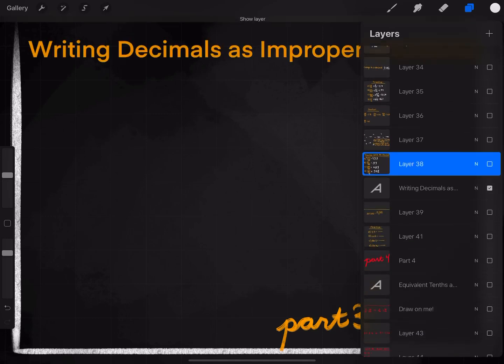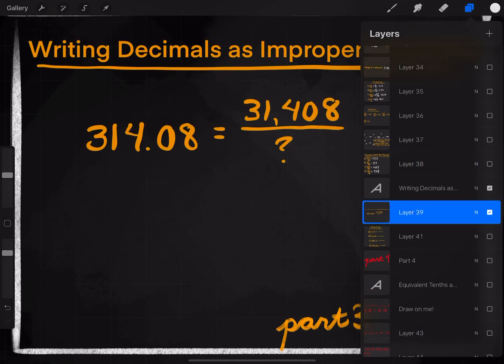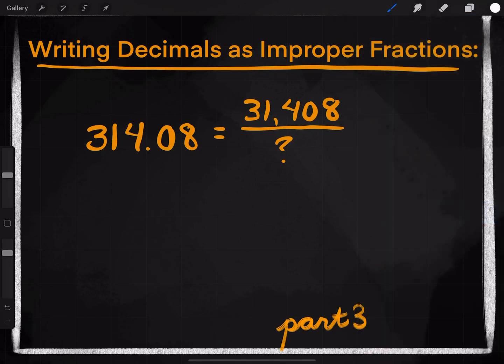Okay. So now we'll kind of go the opposite way. We'll take a decimal and write it as an improper fraction. So here we have 314 and 8 hundredths. So on the top, we'll just write all these numbers, 31408. Just wrote all those numbers.